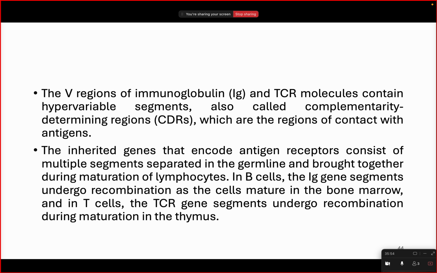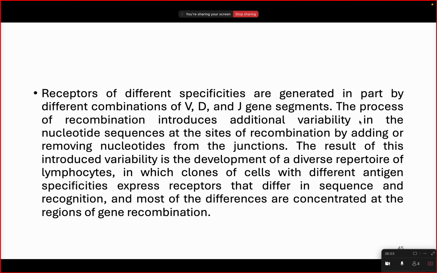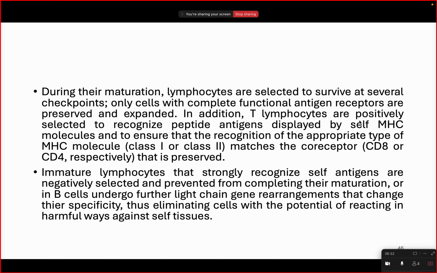The inherited genes that encode antigen receptors consist of multiple segments separated in the germline and brought together during maturation of lymphocytes. Receptors of different specificities are generated in part by different combinations of V, D, and J gene segments. So this is all trial and error. You tried one combination, it worked, the receptor is able to recognize, that joining will be selected. On the other hand, if you made one receptor and it is not recognizing any antigen, the cell will be degraded, or the receptor will not be allowed to be present in the system.